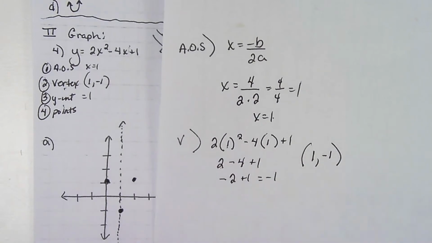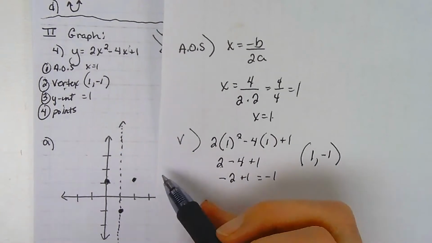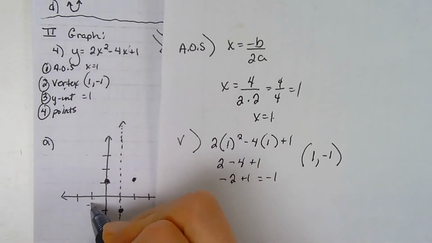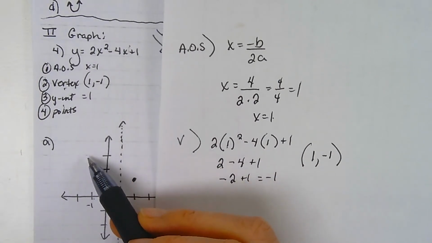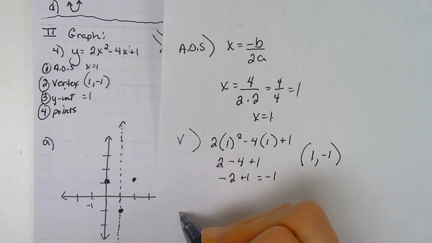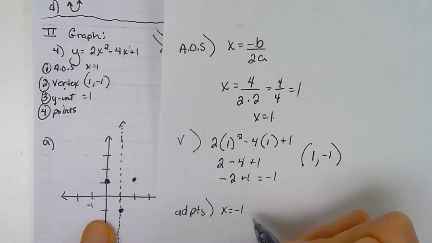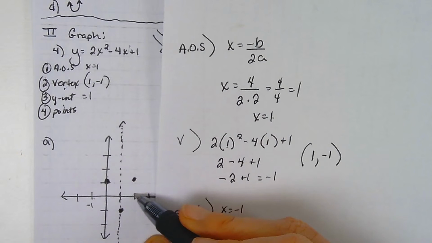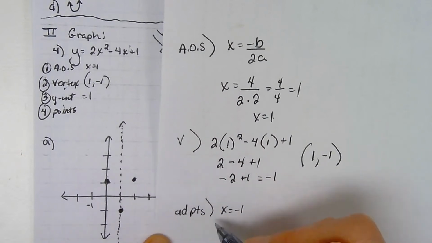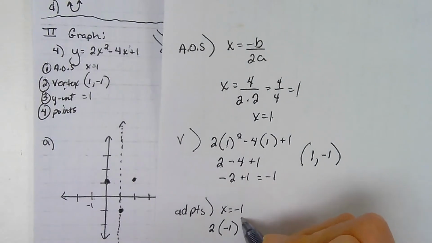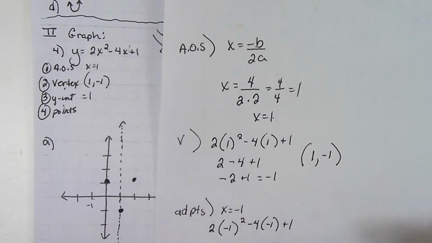To correctly graph or sketch a pretty accurate graph, we need 5 points. So we need additional points. I'm going to put -1 into the function, this x value of -1, and I'll get a y value up here somewhere. So additional points are found by putting x equals -1 into the function. I could have chosen x equals 3, 1, 2, 3. That would work also. So 2 times -1 squared minus 4 times -1 plus 1.